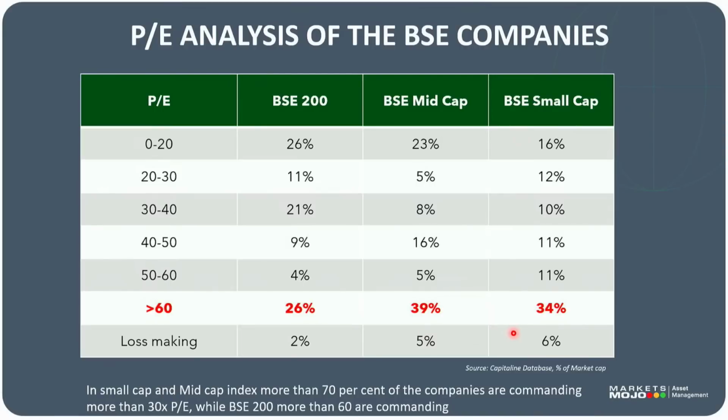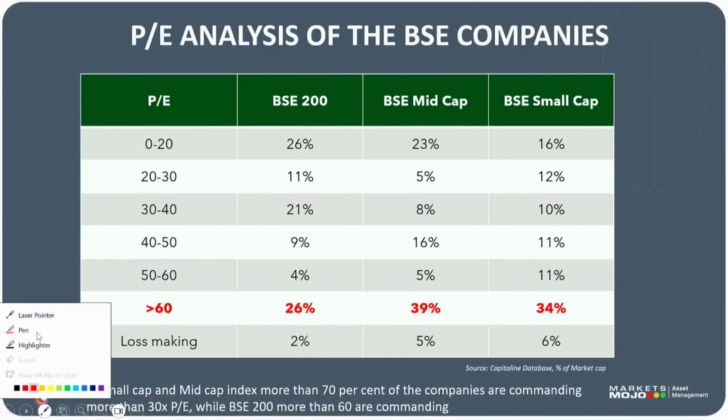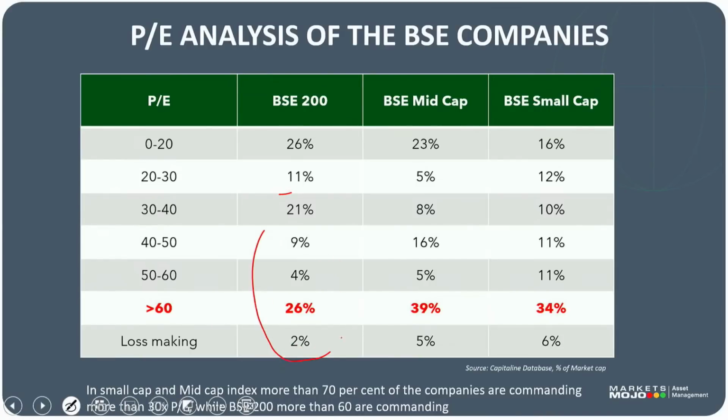When I look at more than 30 PE, which really takes the market to a little expensive zone, in BSE 200, this bucket is 60%. The moment I go to BSE mid cap and BSE small cap, this bucket is more than 70%. Why? Because only 28% in both cases, BSE mid and small cap, are having PE less than 30.